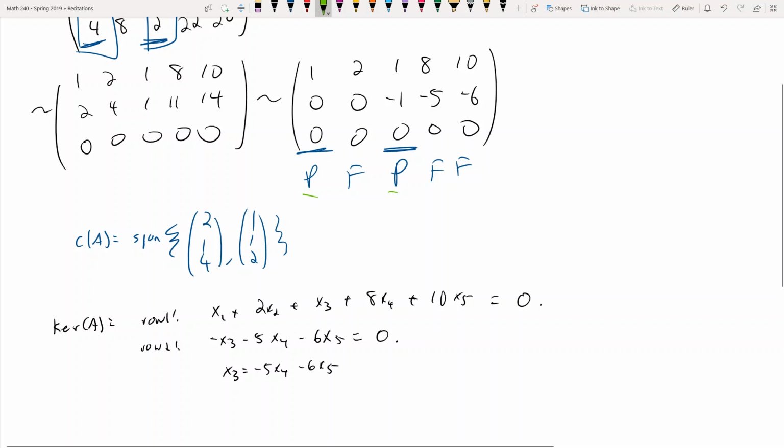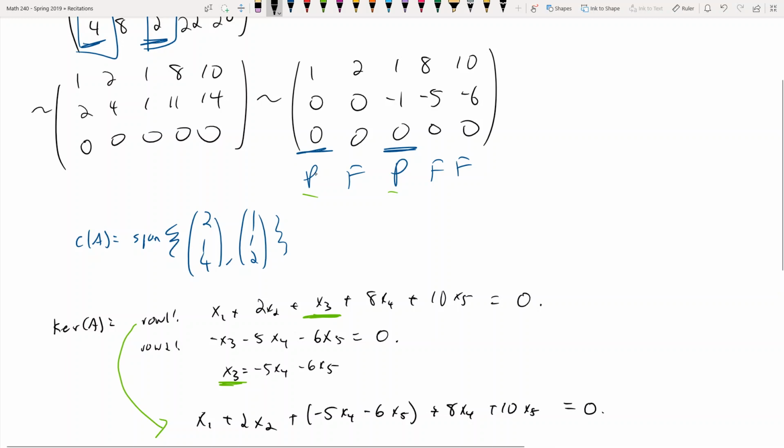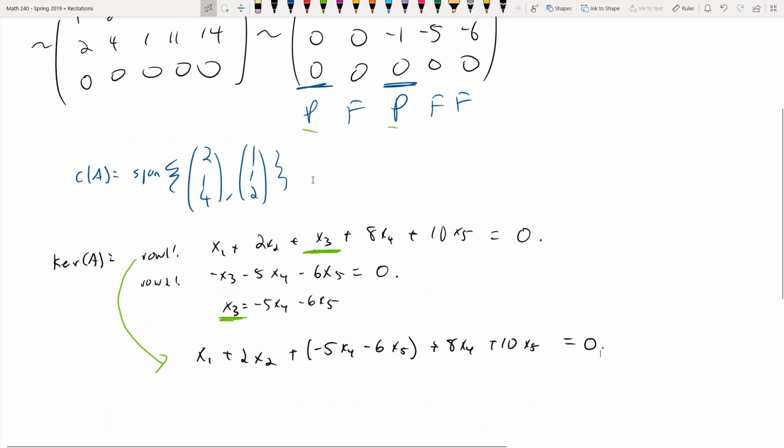Okay, now we can work with this row 1 again. What I'm going to do is take x3 and replace it in the row 1 equation. So now I get x1 plus 2x2 plus negative 5x4 minus 6x5 plus 8x4 plus 10x5 equals 0. All right, so this is x1 plus 2x2 plus 3x4 plus 4x5 is equal to 0.